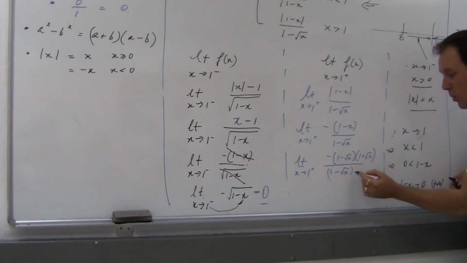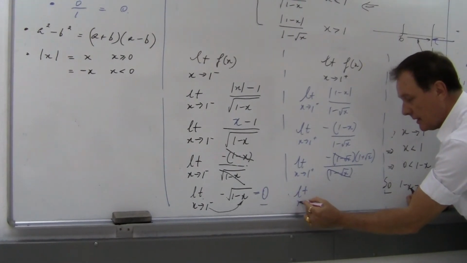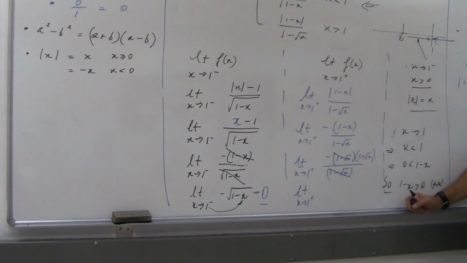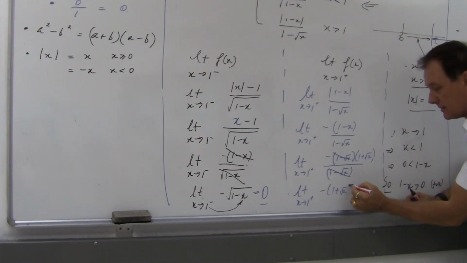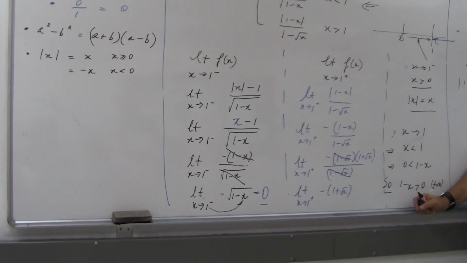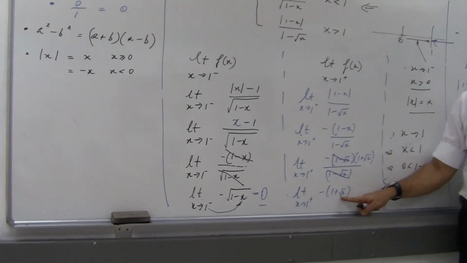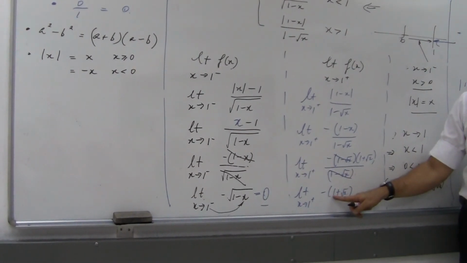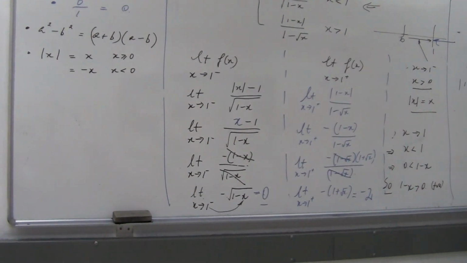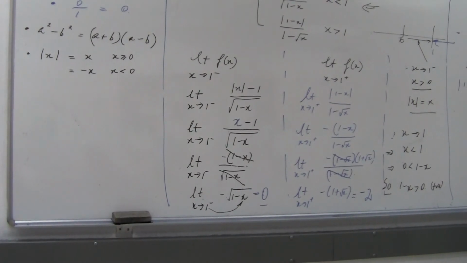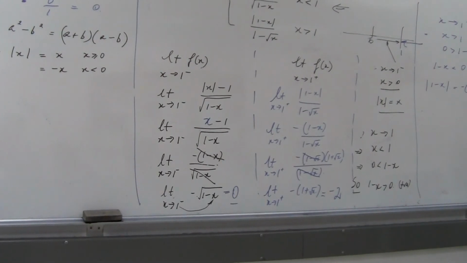You know there's a 1 minus root x there, I can cancel it. This time I get the limit as x approaches 1 from above, and I'm left with negative 1 plus root x. Now if you evaluate, as x goes to 1 here, this is root 1, which is 1. 1 plus 1 is 2. So it's negative 2. The limit's negative 2. Now we know a little bit about each of the two limits.